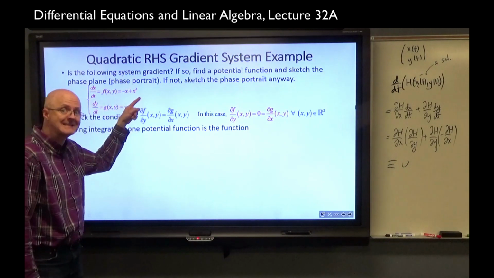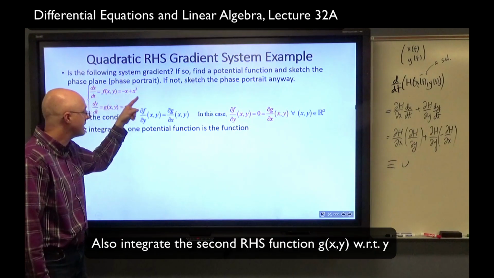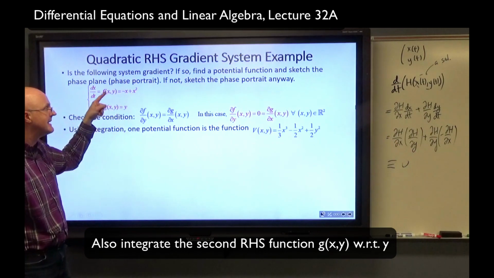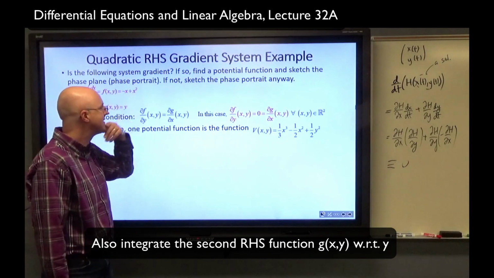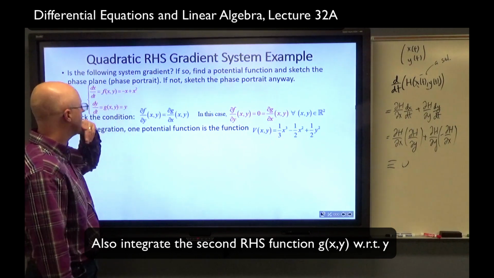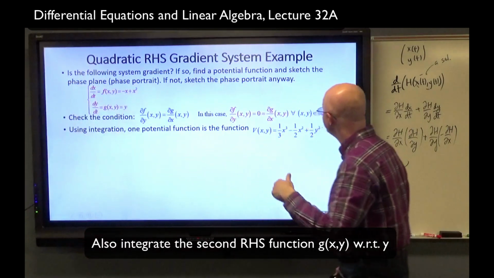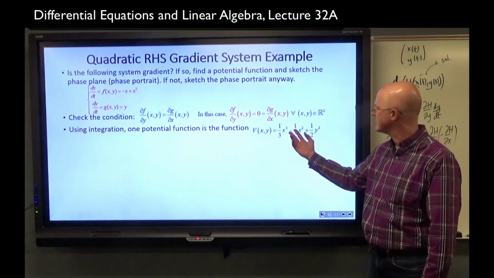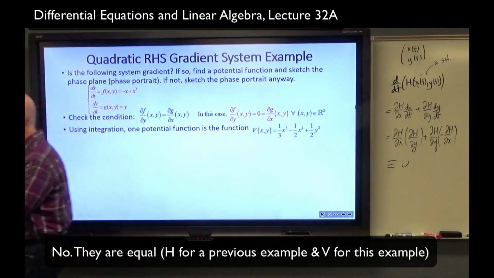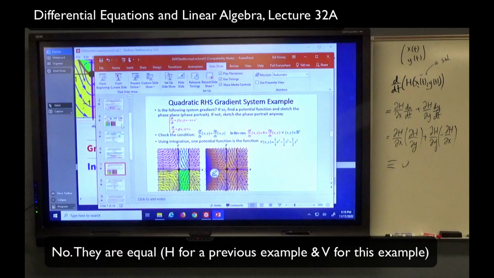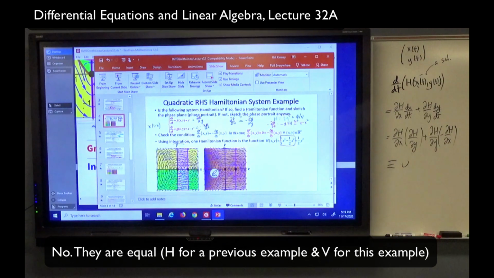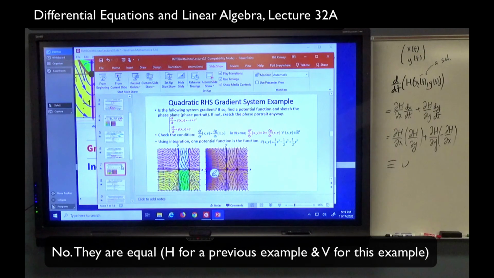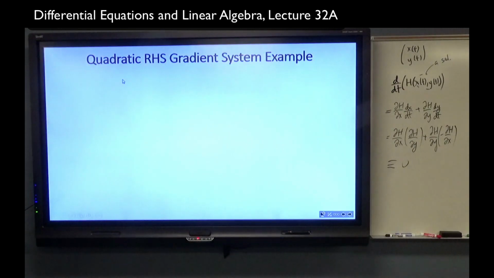Using integration, you can find the potential function. Integrate this with respect to x. Not with respect to y, integrate with respect to x. You get this. And is that equal to the Hamiltonian function for the other example? I think the signs were maybe switched around. Maybe I better double check for the x terms. Better double check just to make sure. Oh, no, they weren't. We had positive 1/3 x cubed minus 1/2 x squared there, and we have positive 1/3 x cubed minus 1/2 x squared here. But it is still correct.